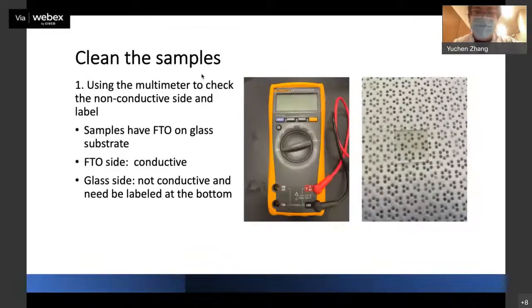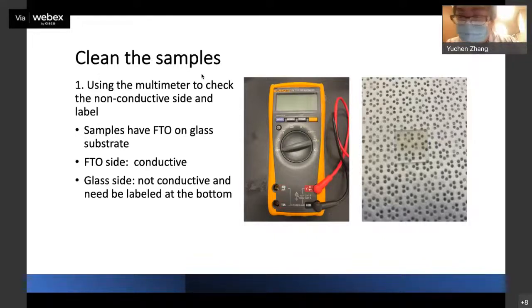Here is what we use to clean the samples. First, we get the uncleaned samples, and we use the multimeter to check the conductive side and the non-conductive side. The FTO side is conductive, so when we check it with the multimeter, it will beep, and when we hear the sound, we know it's the FTO side. We will flip it up to the glass side since we want to label the numbers on the glass side, so that we know which side we are adding the layers on during the fabrication.